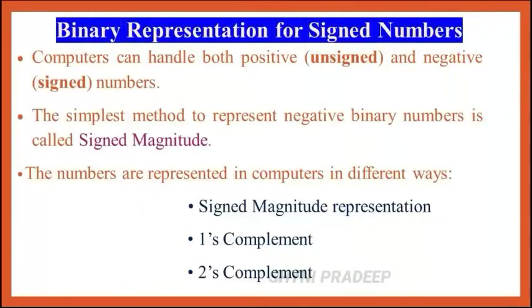Okay. Next, binary representation for signed numbers. Computers handle both positive and negative numbers. Positive means unsigned numbers, negative means signed numbers. The simplest method to represent negative binary numbers is called signed magnitude. It can be represented in different ways: signed magnitude representation, 1's complement and 2's complement.